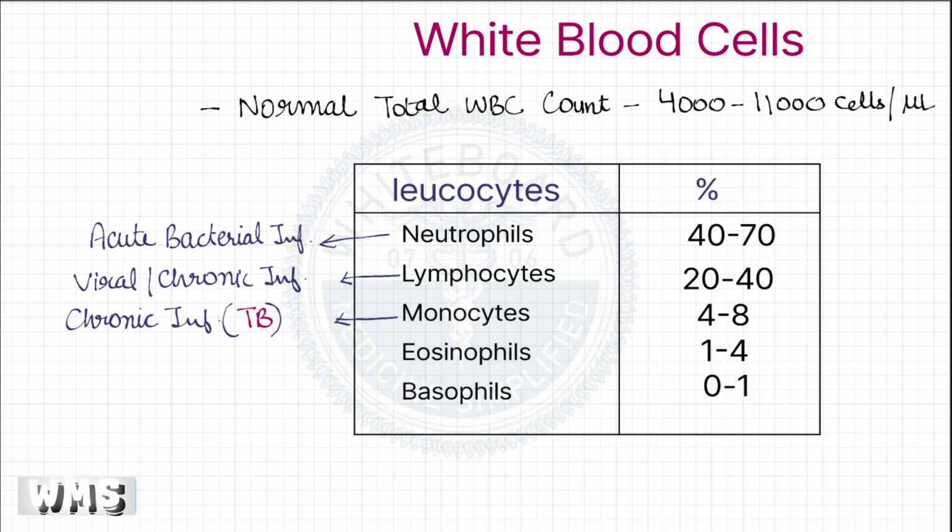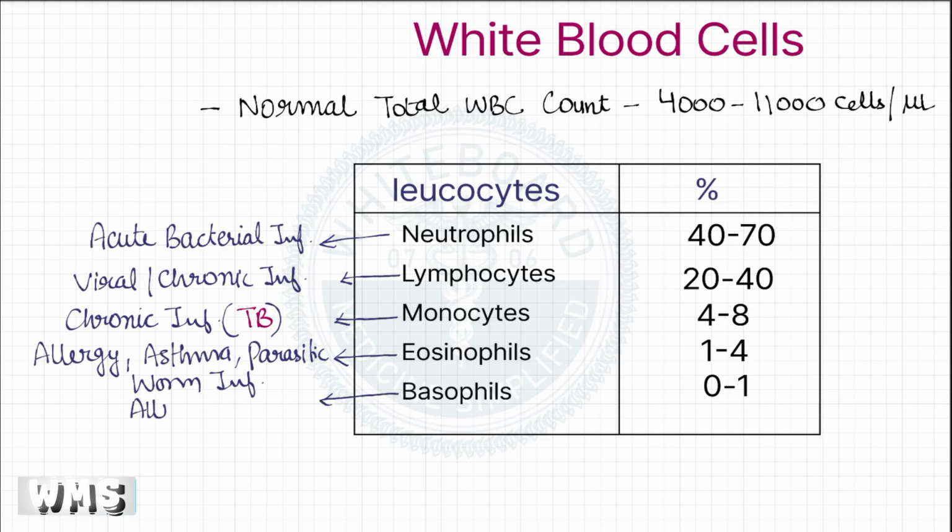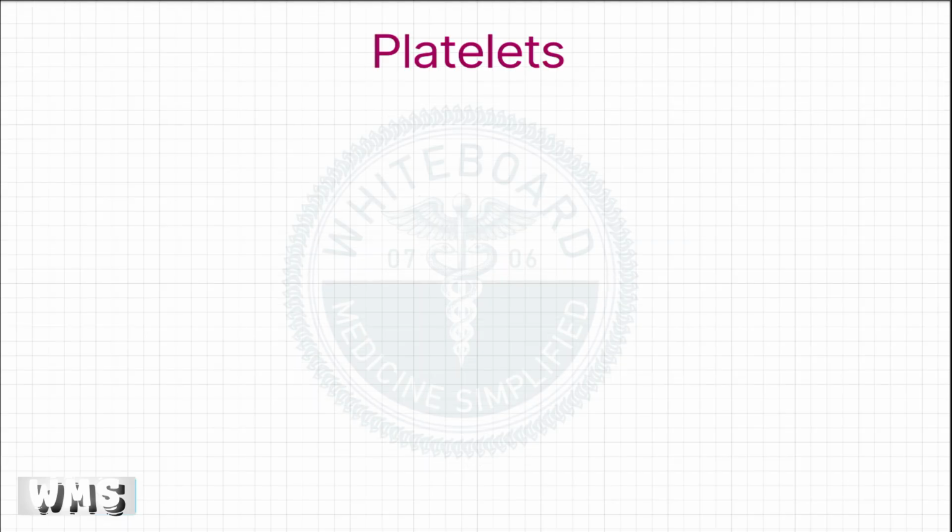Eosinophils are the allergy and parasite specialists. High levels of eosinophils are seen in allergic conditions, asthma, and parasitic worm infection. Basophils release histamine and heparin, often high in rare allergic reactions. Now finally we have platelets. These are tiny cell fragments that are essential for forming blood clots to stop bleeding.